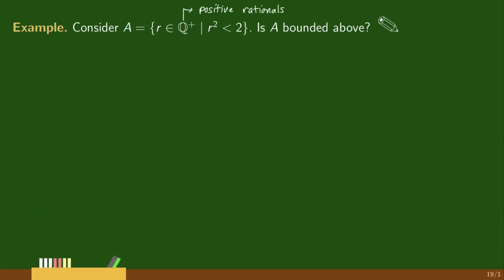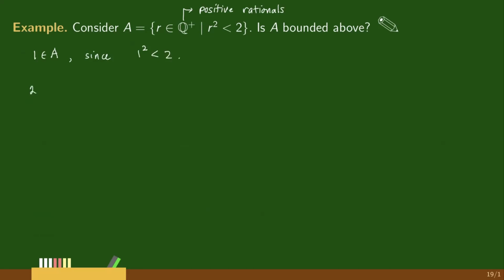So ang laman ng A natin ay mga positive rationals na ang squares ay less than 2. Okay? Question: is A bounded above? Halimbawa, magbigay tayo ng element ng A. You know that 1 is in A, since 1 squared is less than 2 and 1 is a positive rational, right?